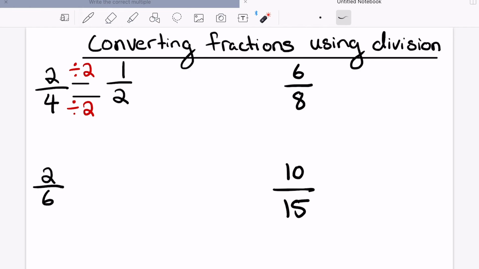So let's try the next one. 2/6. So what can we do here? We can also divide. Let's try to divide by 2 again. What do we get? 2 divided by 2, 6 divided by 2. 2 divided by 2, we get 1. 6 divided by 2, we get 3.